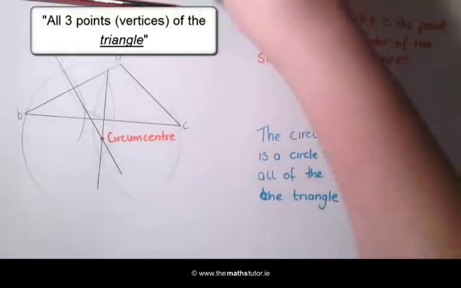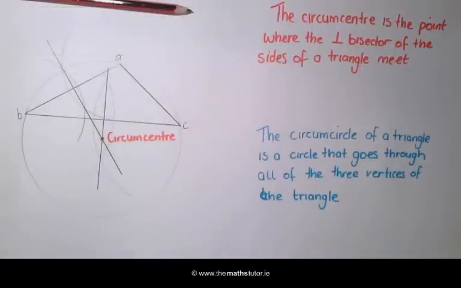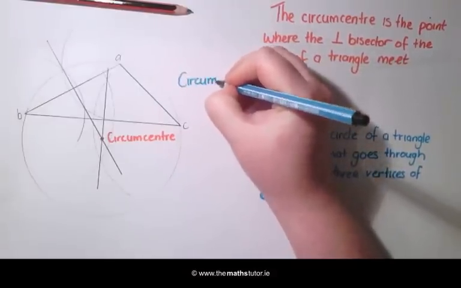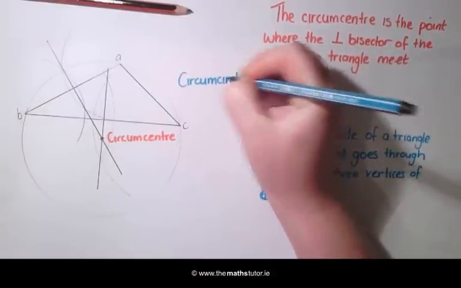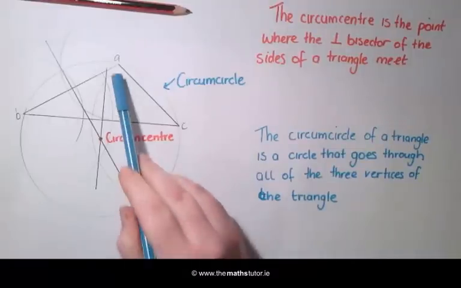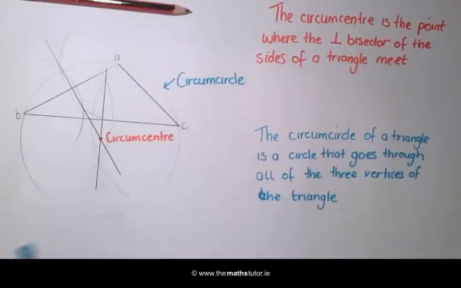And here we can see we have our circumcircle, because it is passing through A, B, and C. Now, try this for yourself and see you in the next lesson.